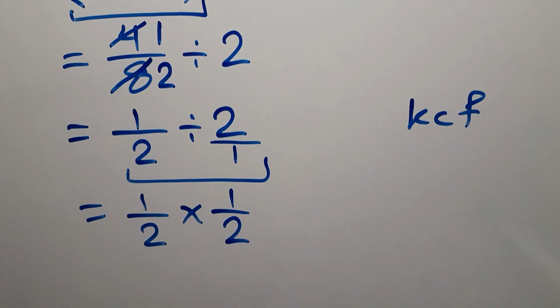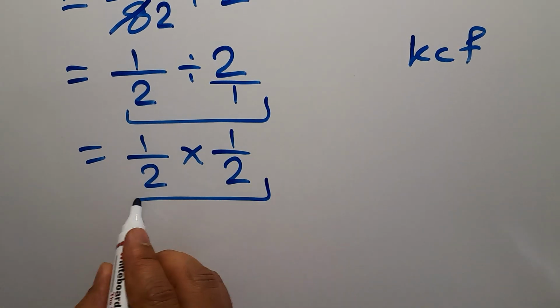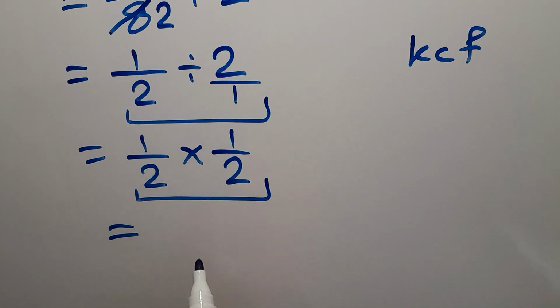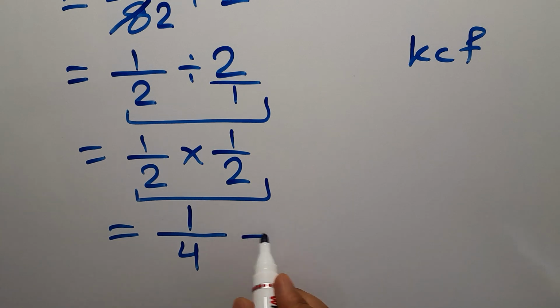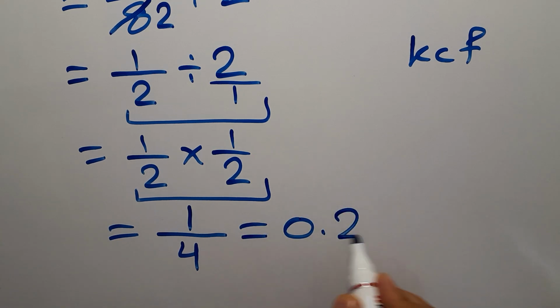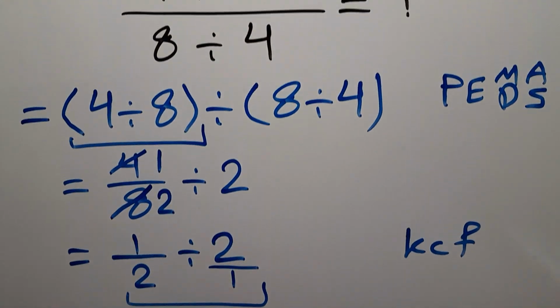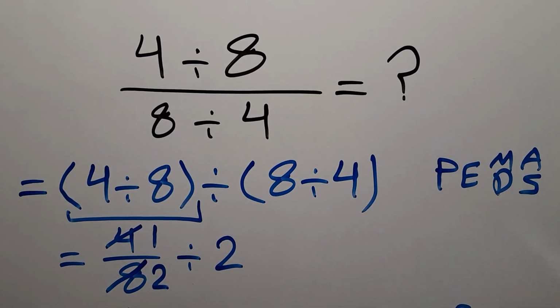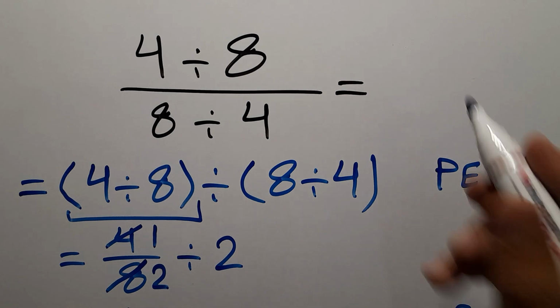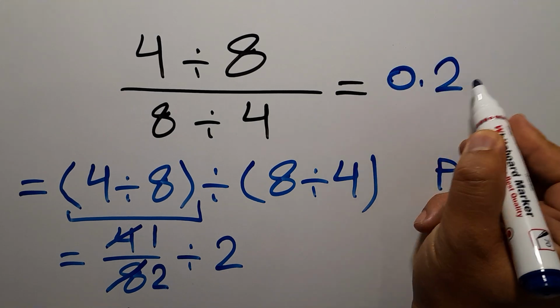And this is equal to 1 times 1 gives us 1 over 2 times 2, which equals 4. So our final answer to this problem is just 1 over 4, or 0.25.